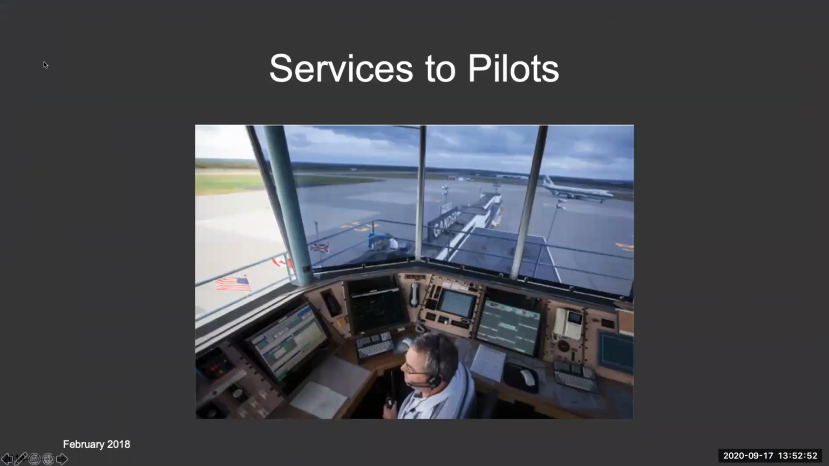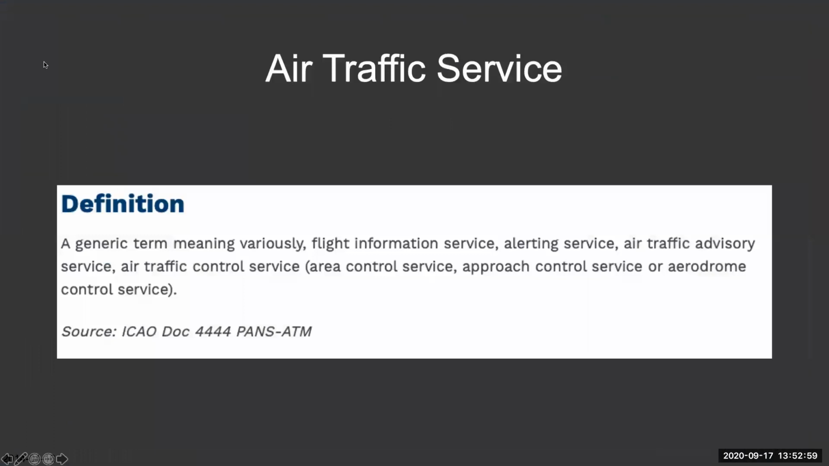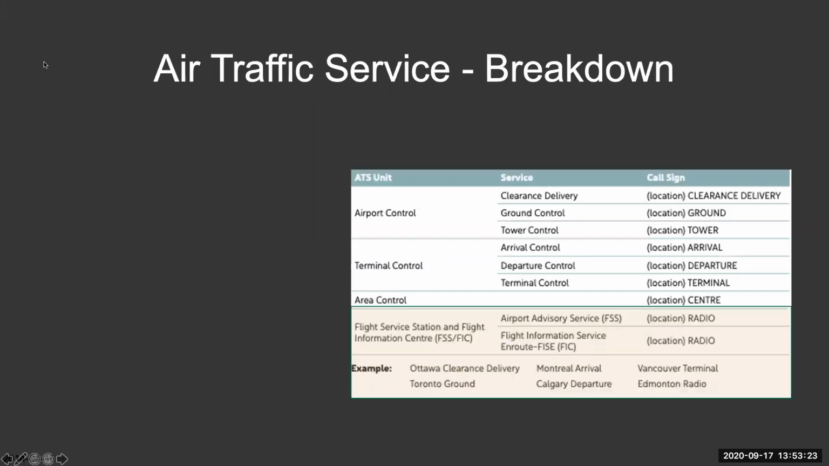So now it's time to see what services are available and how each are different. This is a definition that's put out by ICAO, and you can find it in the document 4444 of the PANS ATM. And the definition of air traffic service is a generic term meaning variously: flight information service, alerting service, air traffic advisory service, air traffic control service, area control service, approach control service, or aerodrome control service.